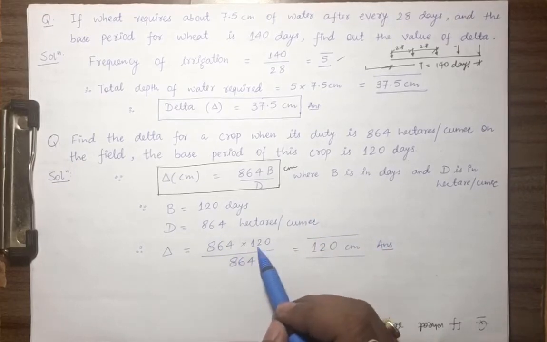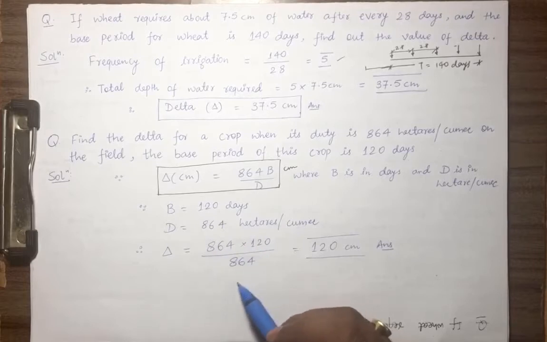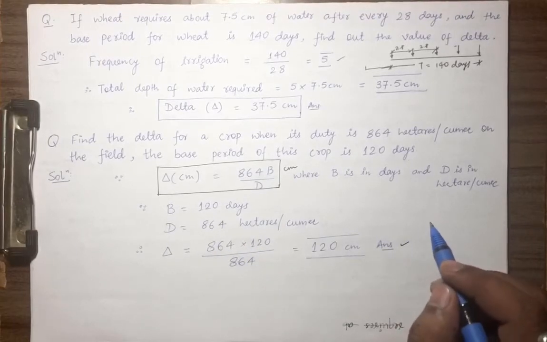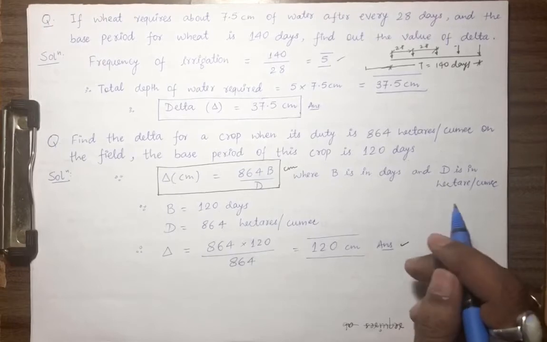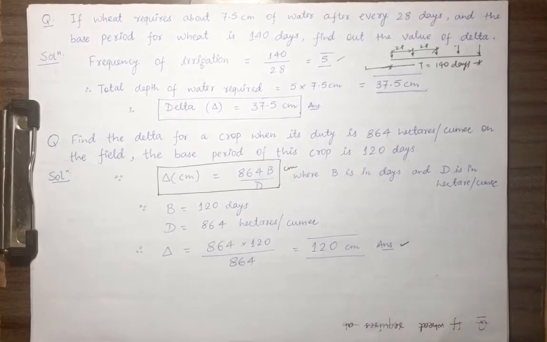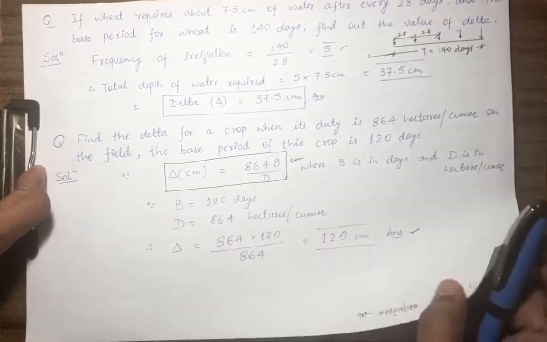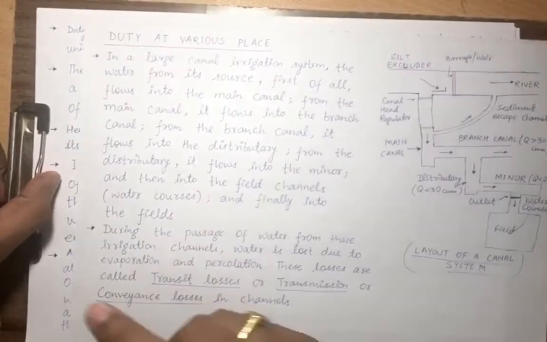864 multiplied by 120 upon 864. This will cancel out, so the answer will be 120 centimeter. So this crop also has delta of 120 centimeters. You can easily do these problems, they are very basic. Now let us move on. We want to see the duty at various places.